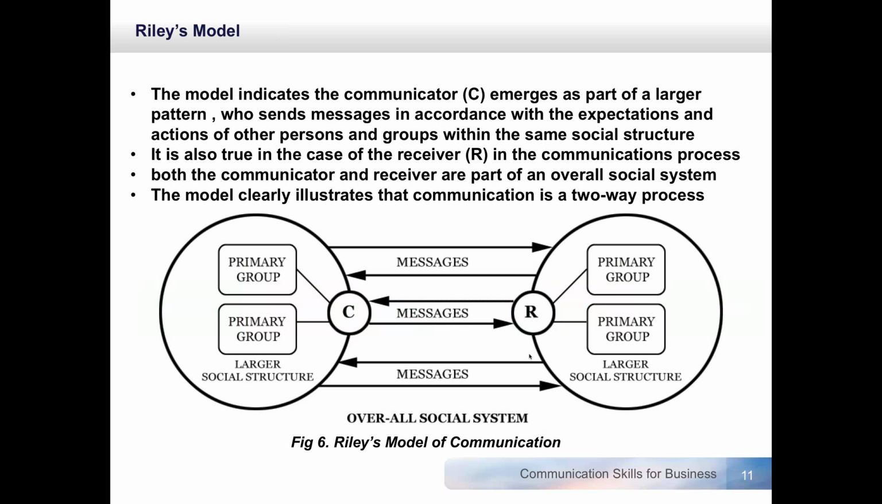Okay, brilliant. Let's go across to the next model, which is called Riley's model of communication. This particular model, as the definition itself says, emerges as a part of a larger pattern. That means somebody who's sending the message is sending it in accordance with the expectations and actions of another person or group within the same social structure.